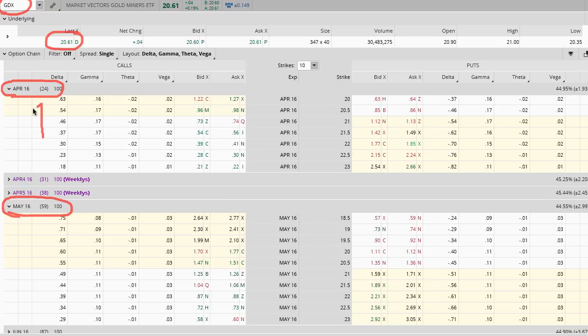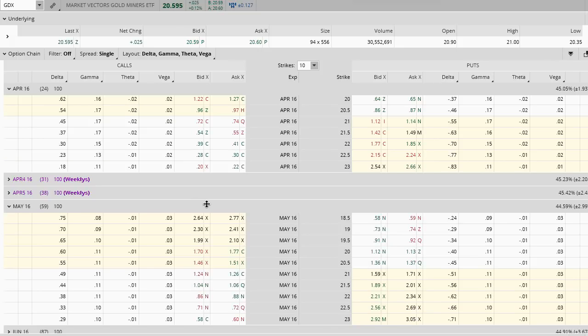Now, April expiration has about 24 days to go. May expiration has about 59 days to go, okay? So this is going to help us show the differences in how some of these numbers shift and change and move as we go further out in expiration or closer in expiration. And then again, we have some of the weekly contracts that are in between here as well. All right, so let's go in here and start looking at some deltas.